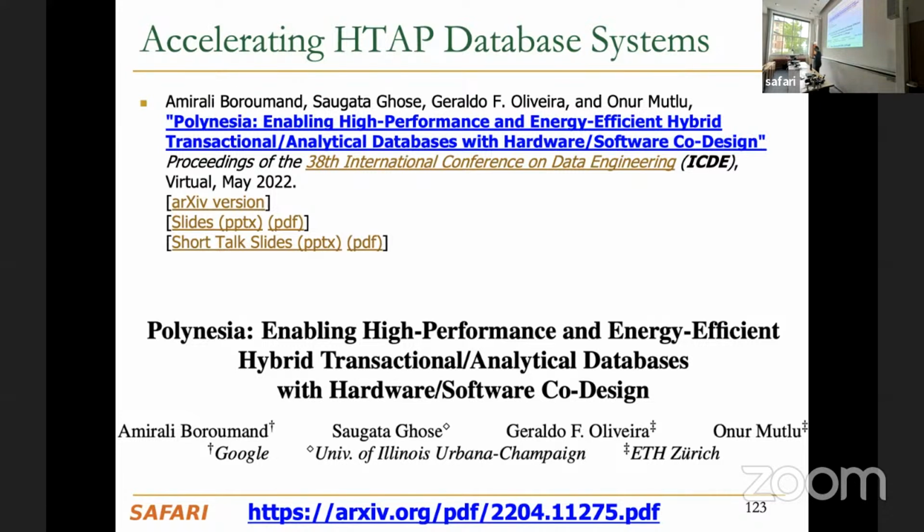And these transactional and analytical queries have different requirements. Transactional queries usually are not as data intensive as analytical queries. So it makes sense to partition things such that analytical queries and transactional queries are executed in different ways. And database people actually figured that out. So they have these hybrid transactional analytical databases. In this work, we actually have customized acceleration for especially the analytical part. If you're interested, you can talk to Geraldo. This is Amirali's work, but Amirali worked with Geraldo on this topic.